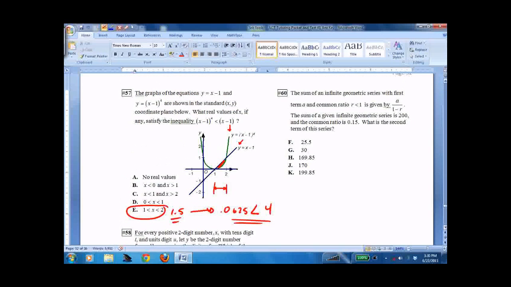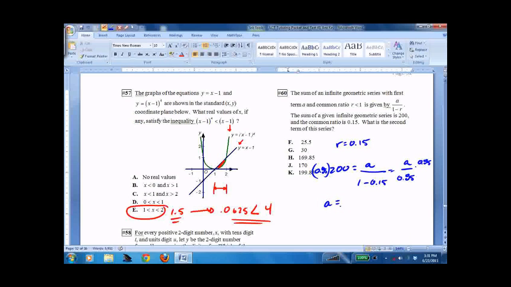And one last one. Infinite geometric series. R is less than 1. This is the formula to add them all up. If you know about this, great. R equals 0.15. If you don't, this is going to be a very challenging problem. The sum, 200, equals the first term over 1 minus 0.15. Blast this out, we get a over 0.85, multiplied by 0.85 on both sides.